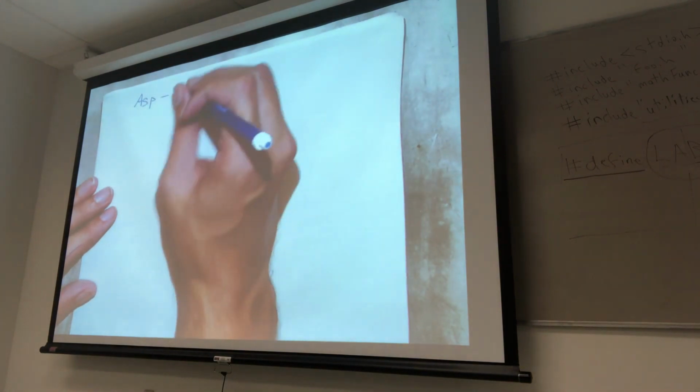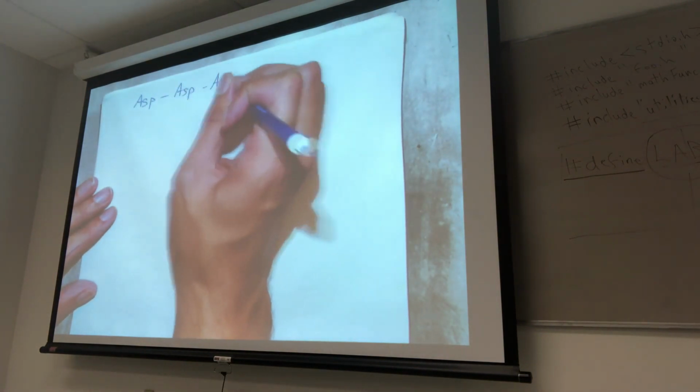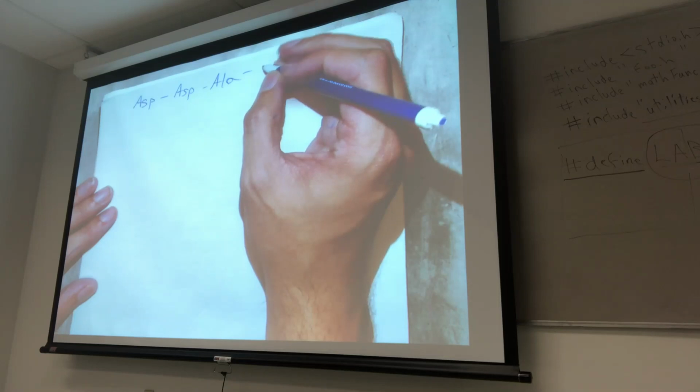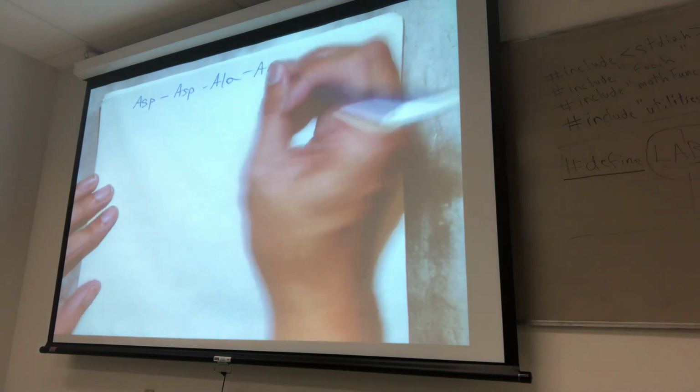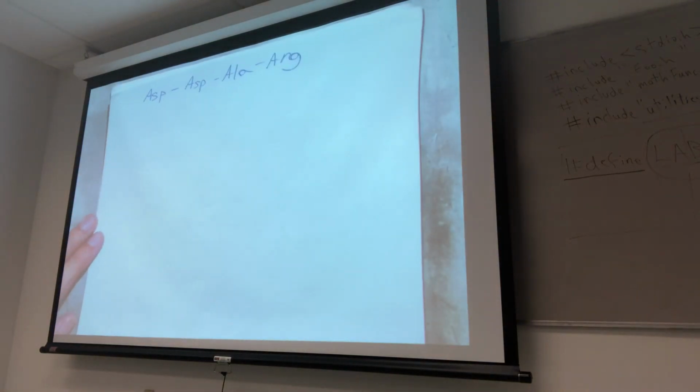Aspartic acid, alanine, and arginine. Okay. All right. We have 4 amino acids here. It's a tetrapeptide. They may ask the same questions of what charge will this peptide have at some pH, and what is the isoelectric point of this peptide?